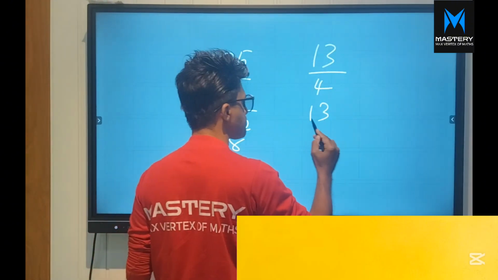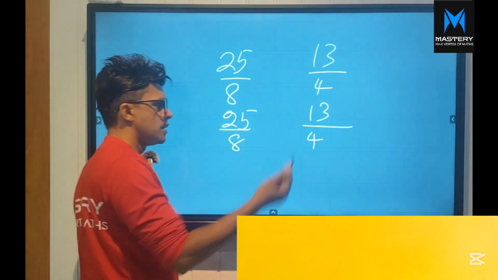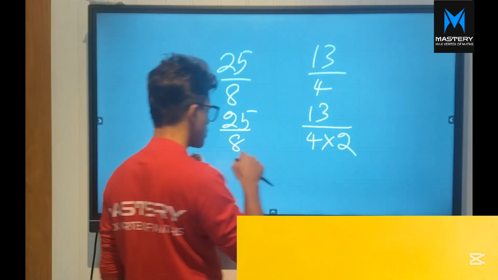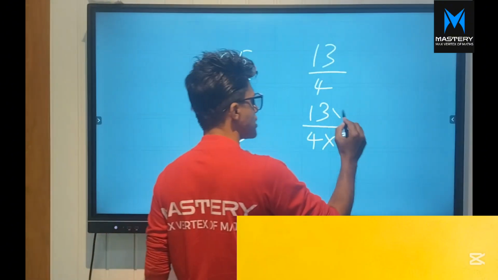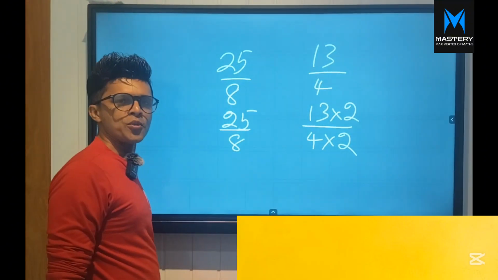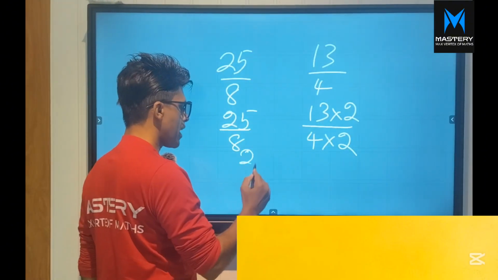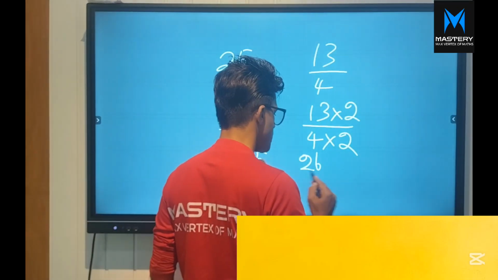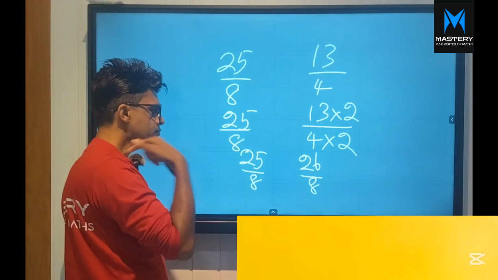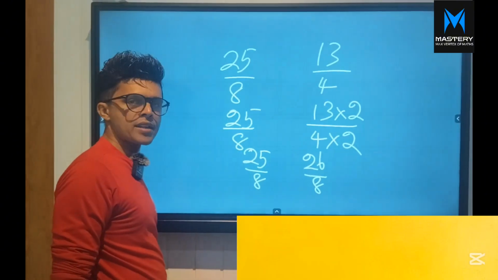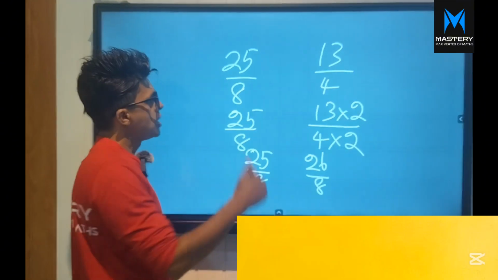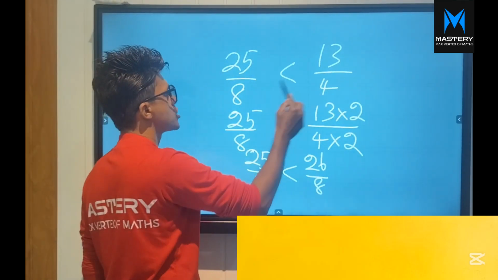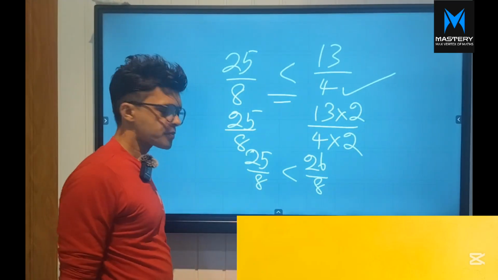So we could multiply the denominator here, 4 by 2, so as to get 8 here, and the numerator as well. So 25 over 8 does not change. Here 13 times 2 is 26, 4 times 2 is 8. 25 over 8, 26 over 8. Therefore, the greater fraction is 26 over 8, which means this one, the answer.